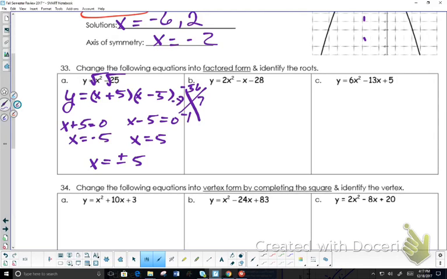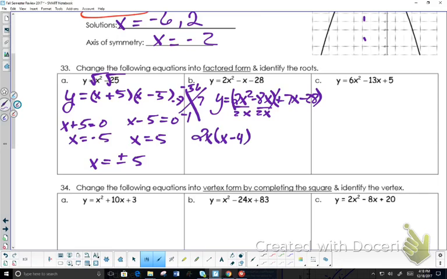So -8 times 7 is -56. -8 plus 7 is -1. So then y equals 2x squared minus 8x, don't forget your x, plus 7x minus 28. We're going to group these. The first two have a 2x in common, so we're going to do 2x, and then we're left with x minus 4.